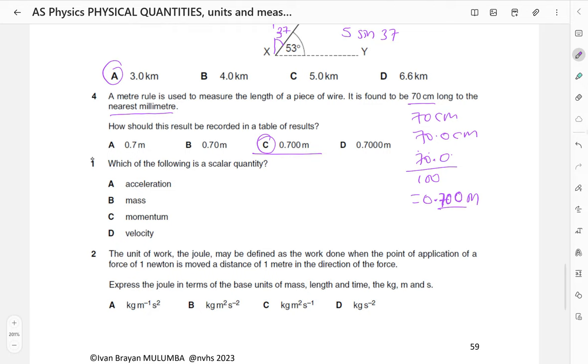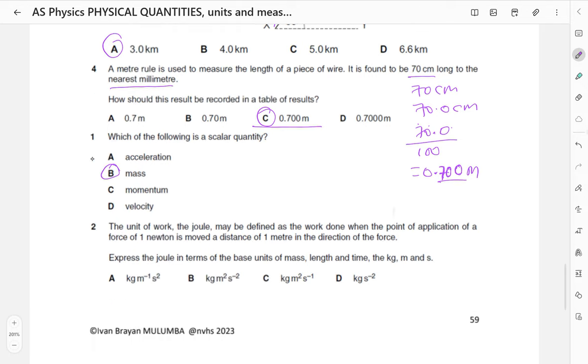Which of the following is a scalar quantity? Of course, this one is automatically mass. The rest are vectors.